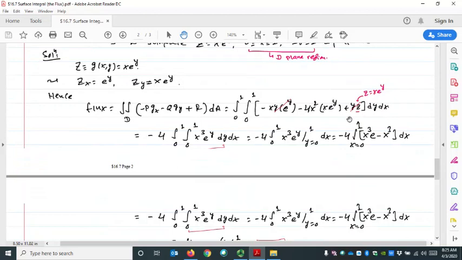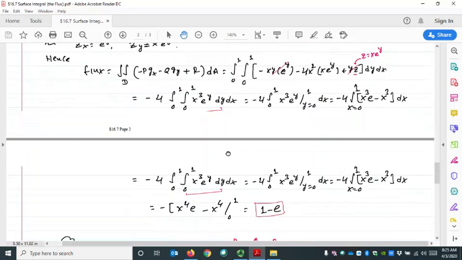In the next step, we are integrating over y and x, so let's first replace z in terms of x and y, which is given here. z equals a function of x and y, which is x e^y. So put z equals x e^y, and then these terms cancel out. Okay, so in the next step, -4 as it is, we pull outside, the x integral as it is, the y integral as it is, then x³ e^y, which is here, dy dx.